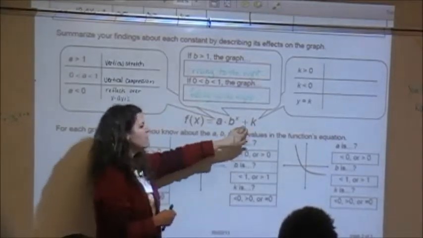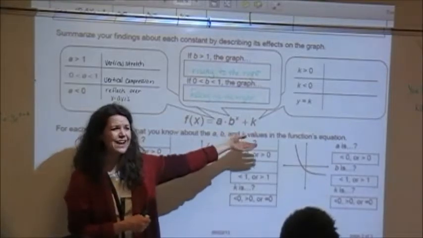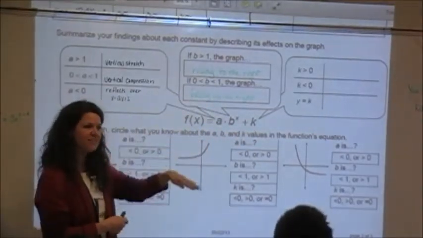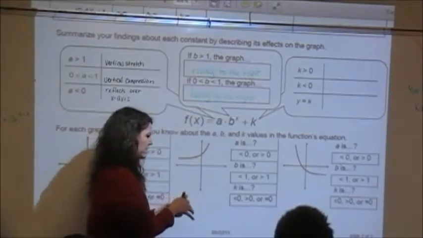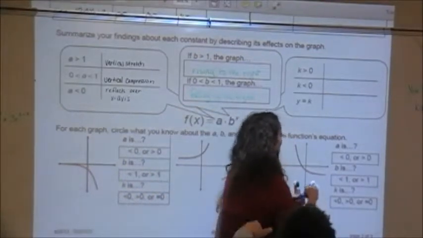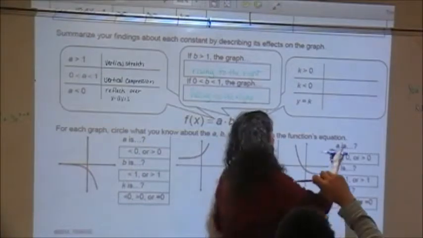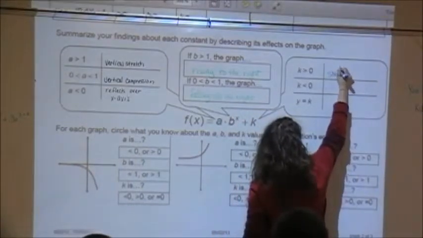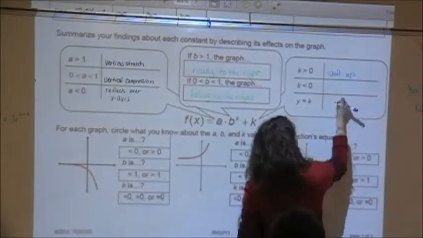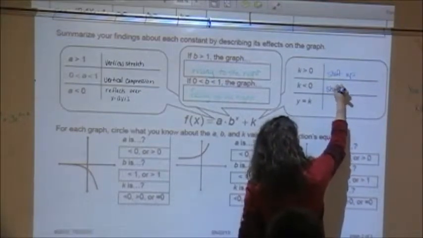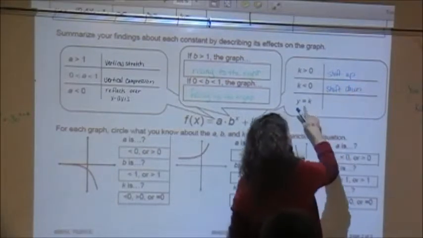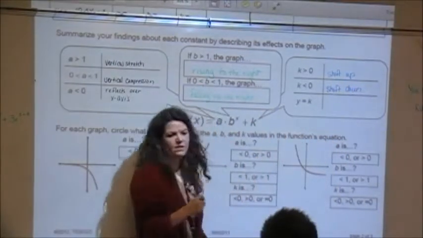All right, then we have the plus k here at the end. What does plus k do? What has it done since the beginning? Y-intercept. It's the y-intercept. It moves stuff up and down, right? So if it's greater than 0, what's it do? It's above, positive. It shifts up, right? If it's less than 0, it shifts down.